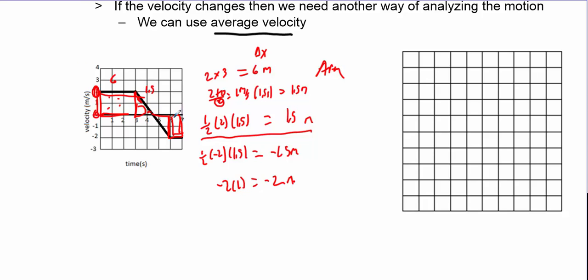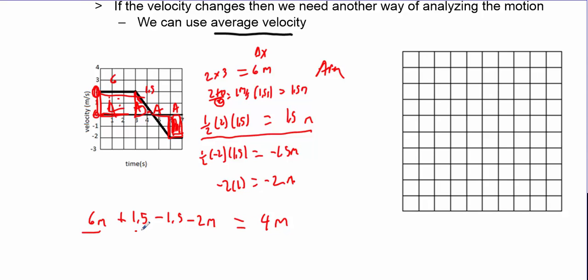So I'm saying area, but it's not a surface area, it's how much area was captured by this graph, and that is a displacement. So what I know for sure is in the first 3 seconds this thing went 6 meters. In the next second and a half, it went 1.5 meters. Then it came back 1.5 meters, and then it came back 2 meters. And all of those are the areas under the curve for those little intervals. And that means I can figure out that this thing actually has an overall displacement of 4 meters.